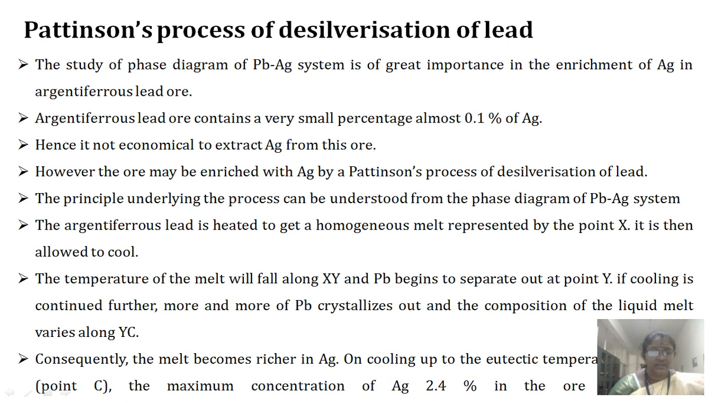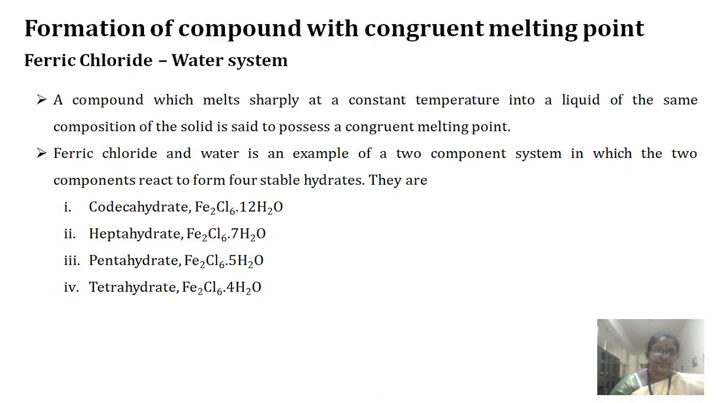The argentiferous lead is heated to get a homogeneous melt represented by the point X. It is then allowed to cool. The temperature of the melt will fall along XY and lead begins to separate out at point Y. If cooling is continued further, more and more of lead crystallizes out and the composition of the melt varies along YC. Consequently, the melt becomes richer in silver, and on cooling up to the eutectic temperature of 300 degrees Celsius at point C, the maximum concentration of silver, 2.4%, is obtained.